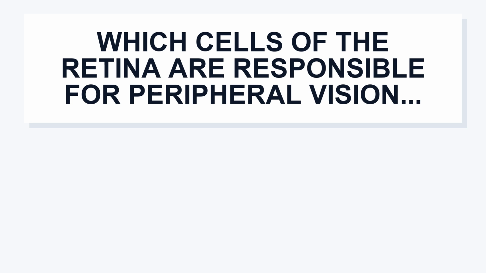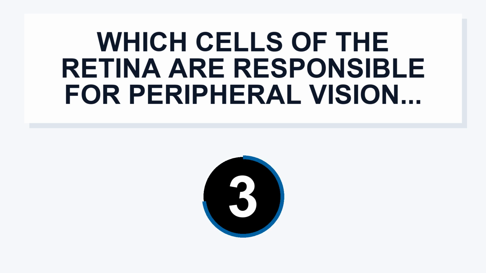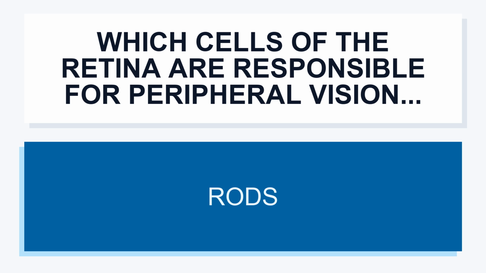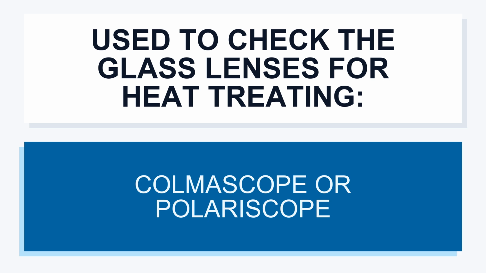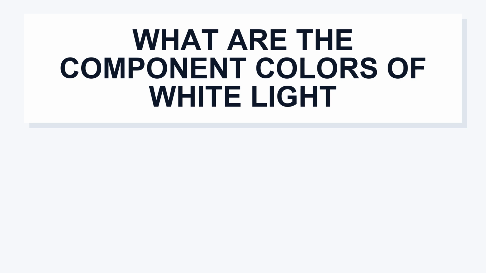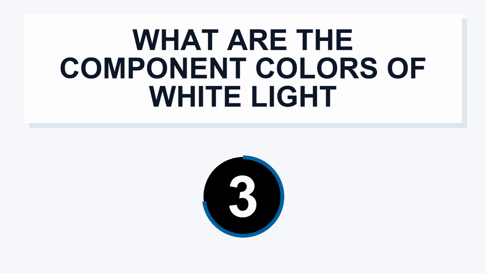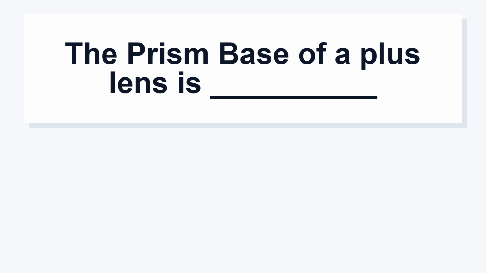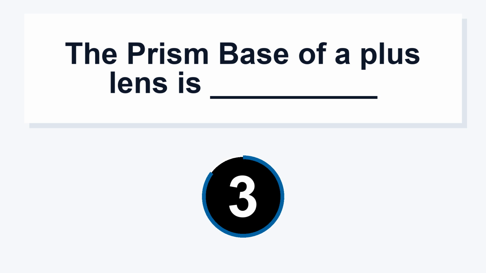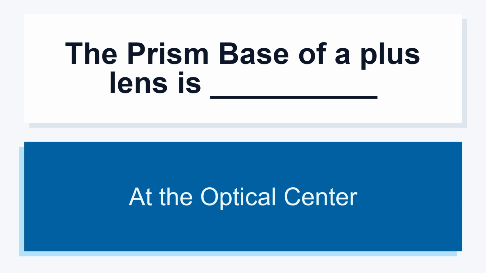Which cells of the retina are responsible for peripheral vision? Rods. Used to check the glass lenses for heat treating: colmascope or polariscope. What are the component colors of white light? ROYGBIV: red, orange, yellow, green, blue, indigo, violet. The prism base of a plus lens is at the optical center.